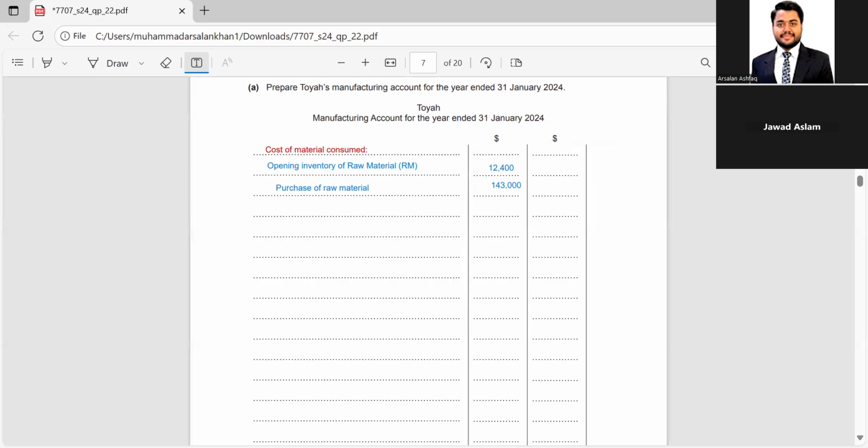We will add both. 12,400 plus 143,000. We get 155,400. Then as a result, we will write less closing stock of raw material. We started with opening stock. We add the purchase of raw material. Then we will write the closing stock. Closing stock is given in the adjustment number 1, which is raw material is 11,205. Then as a result, we will subtract the 155,400 figure with closing stock, which is 11,205.